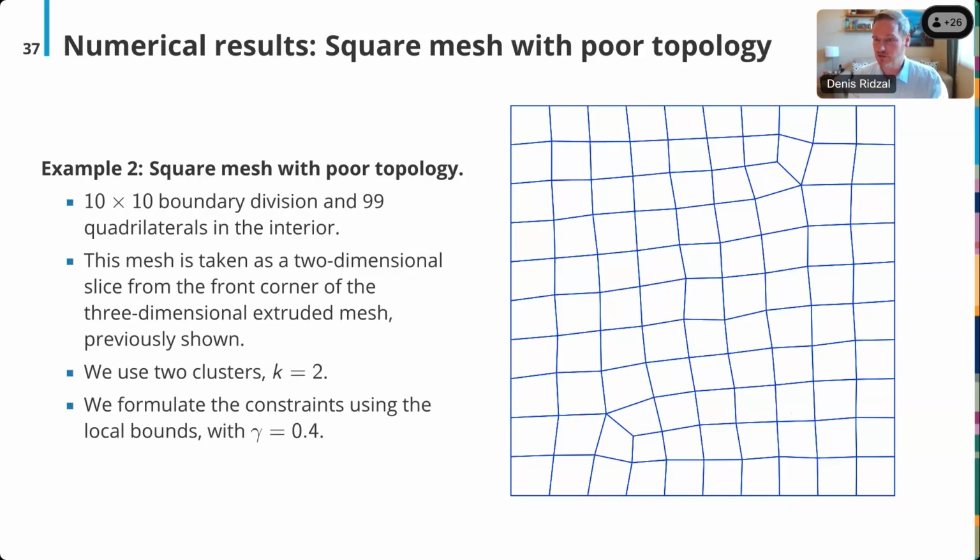We tried to come up with optimal ways, just by hand, of what a solution would look like. So you can see that maybe you could straighten out this section and get a rectangular mesh with roughly the same cells. That was my guess of what the algorithm would do. In this particular case, we also use 2 clusters, and we formulate the constraints using the local bounds, unlike in the previous case where we used the global bounds.